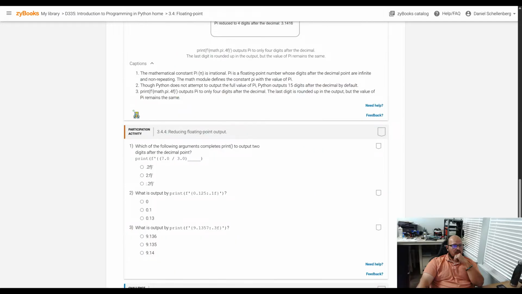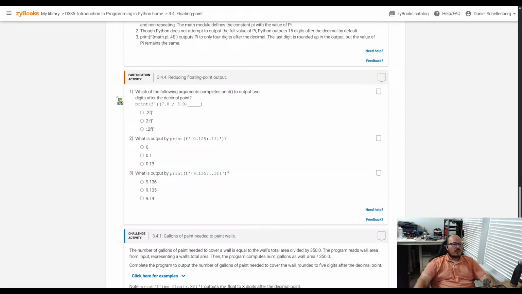Unwrap string. Which of the following arguments completes print to output 2 digits after the decimal point? See, it tries to trick you here. So this point 2f is partly correct. It's colon point 2f.